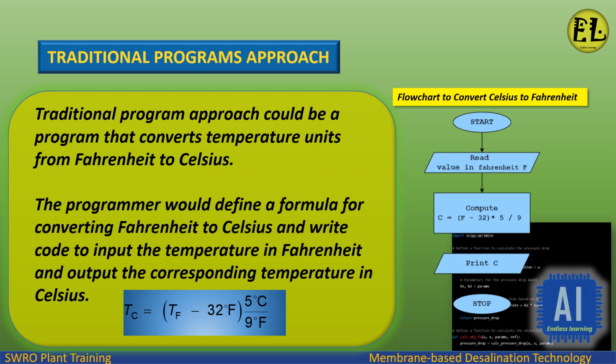The traditional program approach could be a program that converts temperature units from Fahrenheit to Celsius. The programmer would define a formula for converting Fahrenheit to Celsius and write code to input the temperature in Fahrenheit and output the corresponding temperature in Celsius.